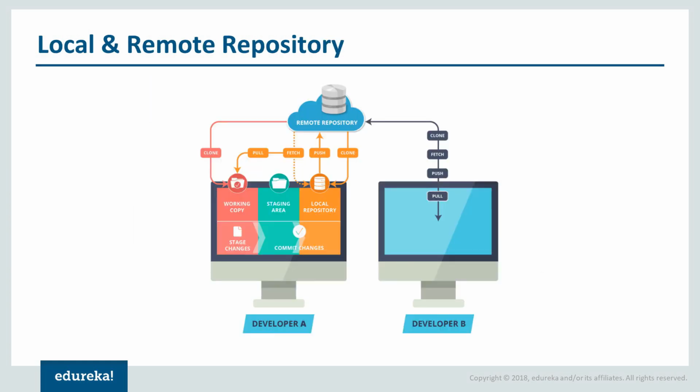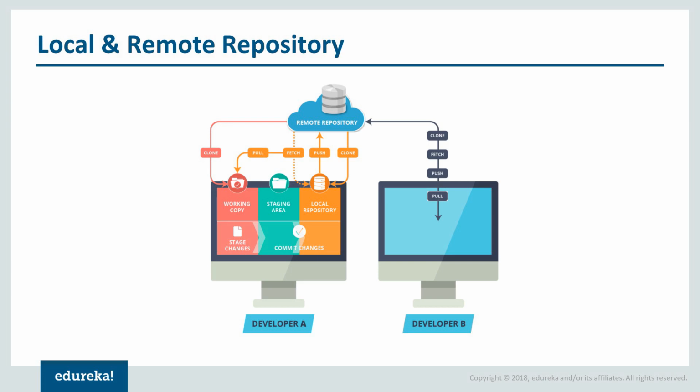If we have a remote repository that is living somewhere in the cloud, and we have two collaborators named developer A and developer B, developer A has the working copy, the staging area, and the local repository, wherein he is doing various things. For example, first when he clones the repository, it comes as the working copy. Then he can make changes, bring new files to the staging area, and commit them. The same is the case with developer B, who is executing the following commands: clone, fetch, push, pull. We'll be discussing all these commands in detail in the coming slides.